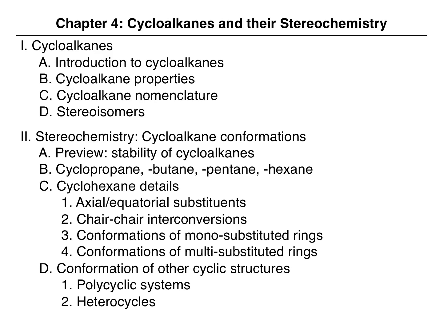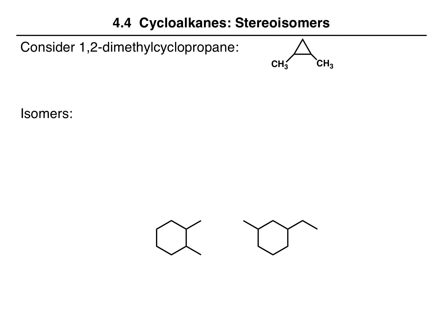Here we're going to continue our look at cycloalkanes by focusing on stereoisomers. Let's consider 1,2-dimethylcyclopropane. If we were to draw this in a little more detail, we could draw it like this, where here we have a methyl group coming forward and our hydrogen going back, and our methyl group coming forward and our hydrogen going back. So here we have hydrogen forward, hydrogen back.